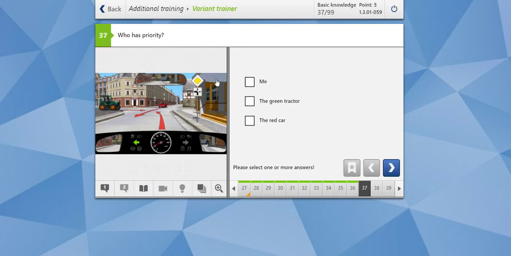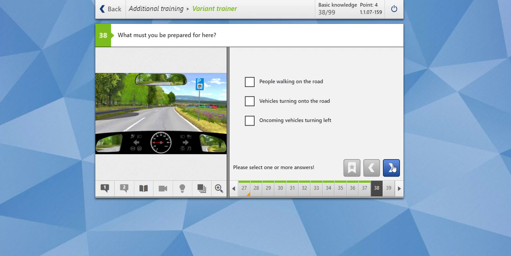Let's look at the options. Who has the priority? Me. I have the priority because I am following along the priority road. Let's check the answers. Our answer is correct.